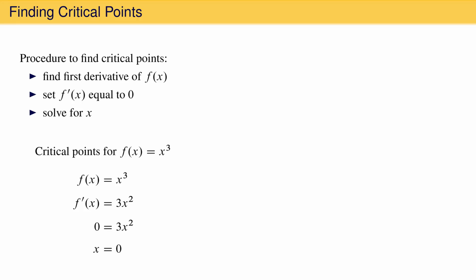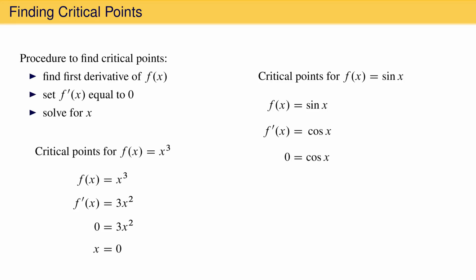A slightly more interesting function is sine x. To find its critical points, we write down the function, find its first derivative, which is cosine x. We then set this equal to 0 and solve for the values of x that make this 0. Cosine x is equal to 0 at pi over 2, but because the function is periodic, it is also 0 at 3 pi over 2, 5 pi over 2, and so on.